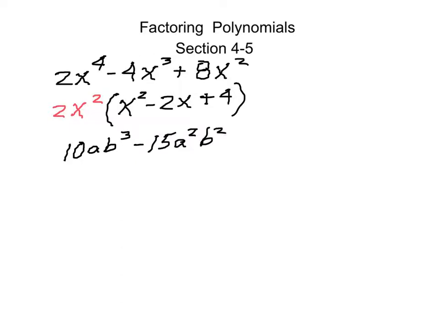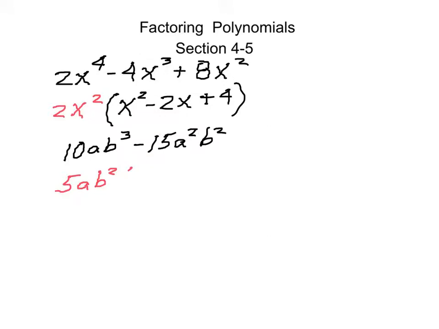All right, I'm going to look at the coefficients. I got 10 and 15. Greatest common factor for 10 and 15 is obviously going to be 5. So I'm going to be taking a 5 out. Now look at the a's. I got a to the 1, a squared. So the greatest common factor of those is going to be a. Now I look at b. I got b to the third, b squared. Greatest common factor, b squared. All right, so that's the GCF.